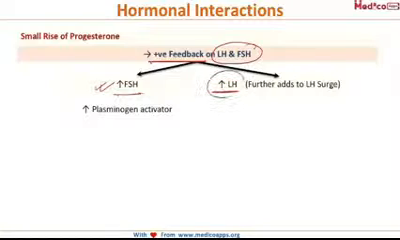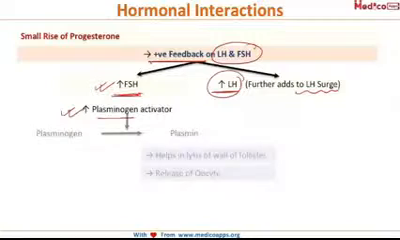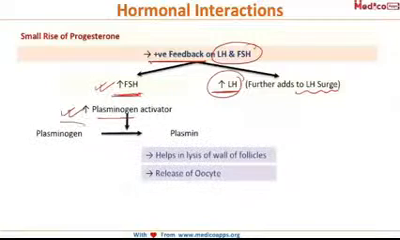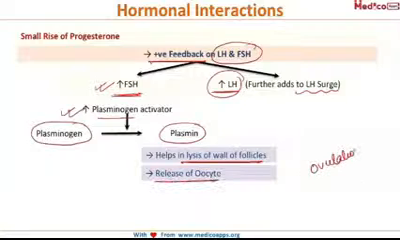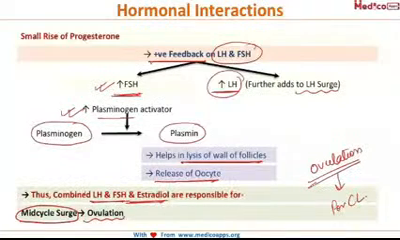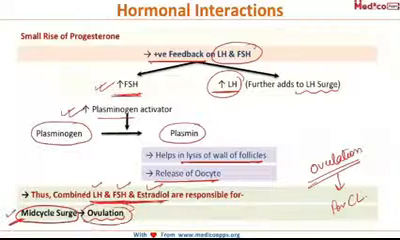This increased LH level will further add to the LH surge, whereas the increased FSH levels increase the plasminogen activator. And this plasminogen activator in turn helps in the conversion of plasminogen to plasmin. And it is this plasmin which helps in the lysis of the wall of the follicle, thereby leading to the release of the oocyte. So this completes the ovulation. So you see here that the combined LH, FSH and estradiol are responsible for ovulation. So a mid-cycle surge of all these three hormones occurs, subsequently leading to ovulation.